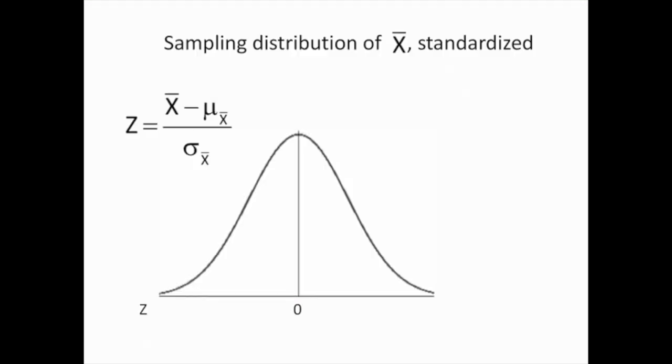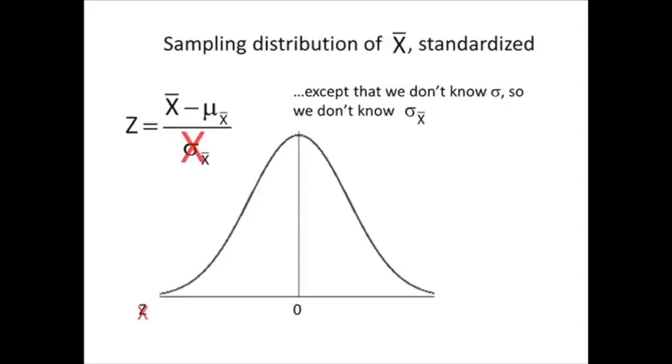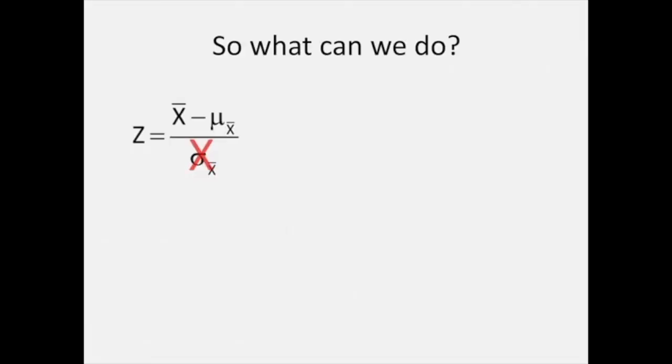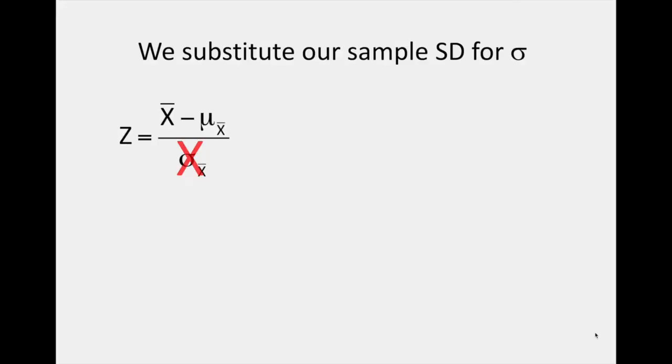This is what the model looks like when standardized, that is, as z-scores. We can standardize our sample mean x-bar by subtracting mu x-bar and dividing by the standard error, except for one little problem. We don't know what the population standard deviation is, so we can't determine the standard error. So now what? We substitute our sample standard deviation for our unknown population standard deviation and carry on.